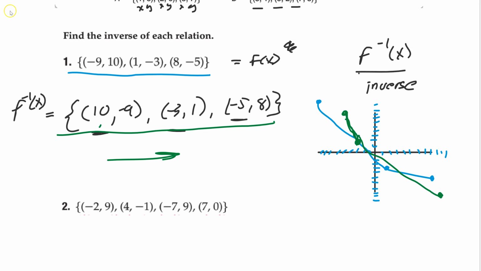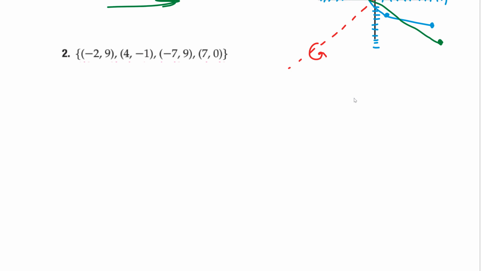Now, if you could kind of see what happens, what it did is it flipped it across this line here. Not my best graph, but what it did is flip it across there. So when you do an inverse graph, you flip it across this y equals x line, because you switched the y and the x. So that's what the inverse graph does. Next one.